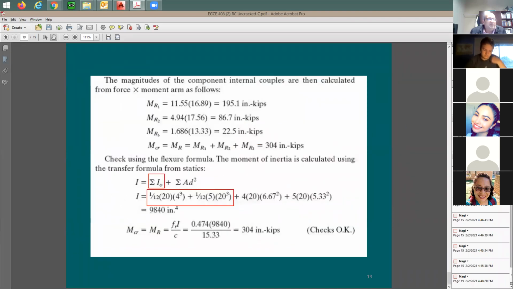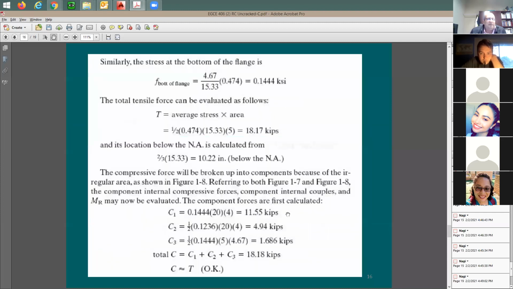Plus summation of A d squared. What is A d squared? A is the area for each one of these sections. So I know the flange is going to be 80, right? And the stem is going to be equal to 100. So what is d? d is going to be the distance from the final centroid, the global centroid, to the centroid of each one of these sections. Keep this in mind, 6.67 and 5.33. Let's see what that is about.